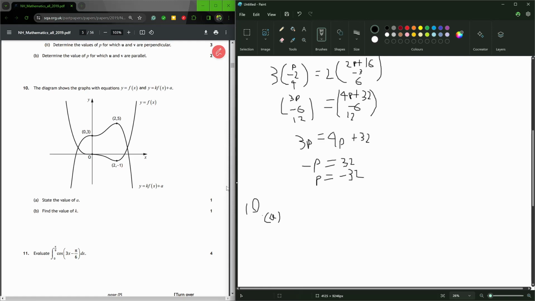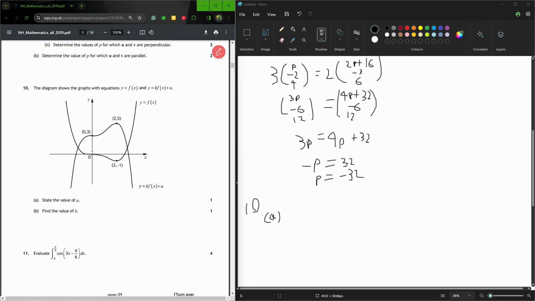That's fantastic, isn't it? So this diagram shows the graph of the equations y equals some function and y equals that same function times a constant k, plus a. So this curving up equation is our original function. It goes through the origin and I believe it has a stationary point, a minimum at (2, -1). So we can already see that this new function has been flipped upside down. So this k would have to be negative. But it wants us to do a first, so we'll just keep that in the back of our head.